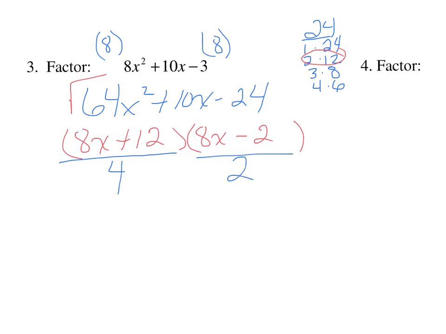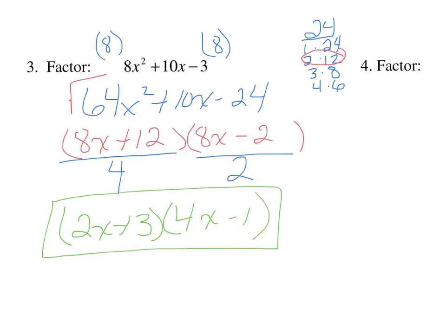So we're going to divide both of these terms by 4. We get 2x plus 3. And divide both of these terms by 2. We get 4x minus 1. Check by using multiply. You guys can pause the video, do some checking, and then restart the video and move on.